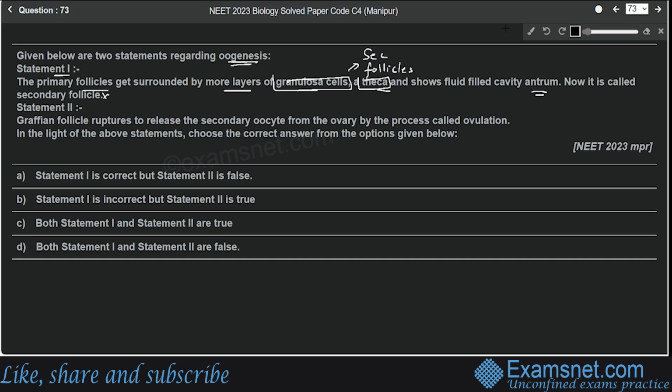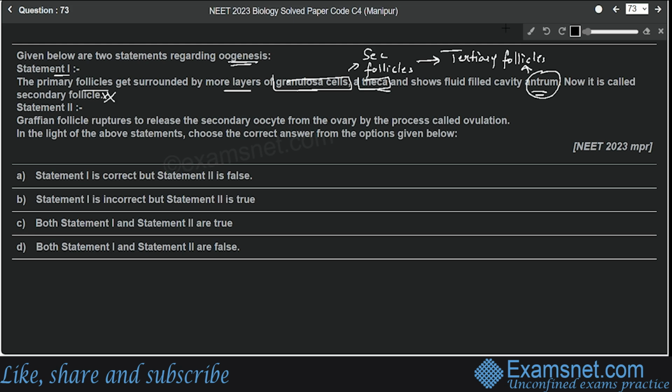Then these secondary follicles are further transformed into tertiary follicle. Tertiary follicles are characterized by the fluid-filled cavity called antrum. So this antrum cavity is the characteristic of tertiary follicle, not secondary follicle. Therefore, this is an incorrect statement.